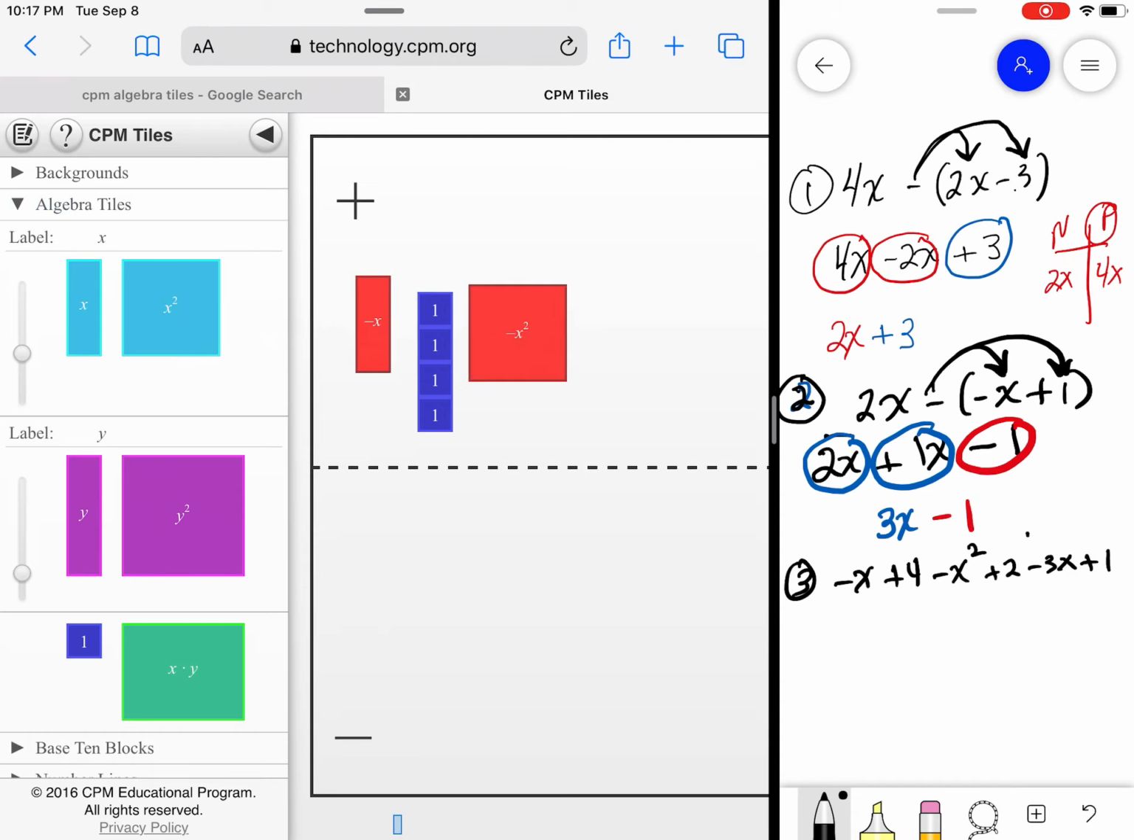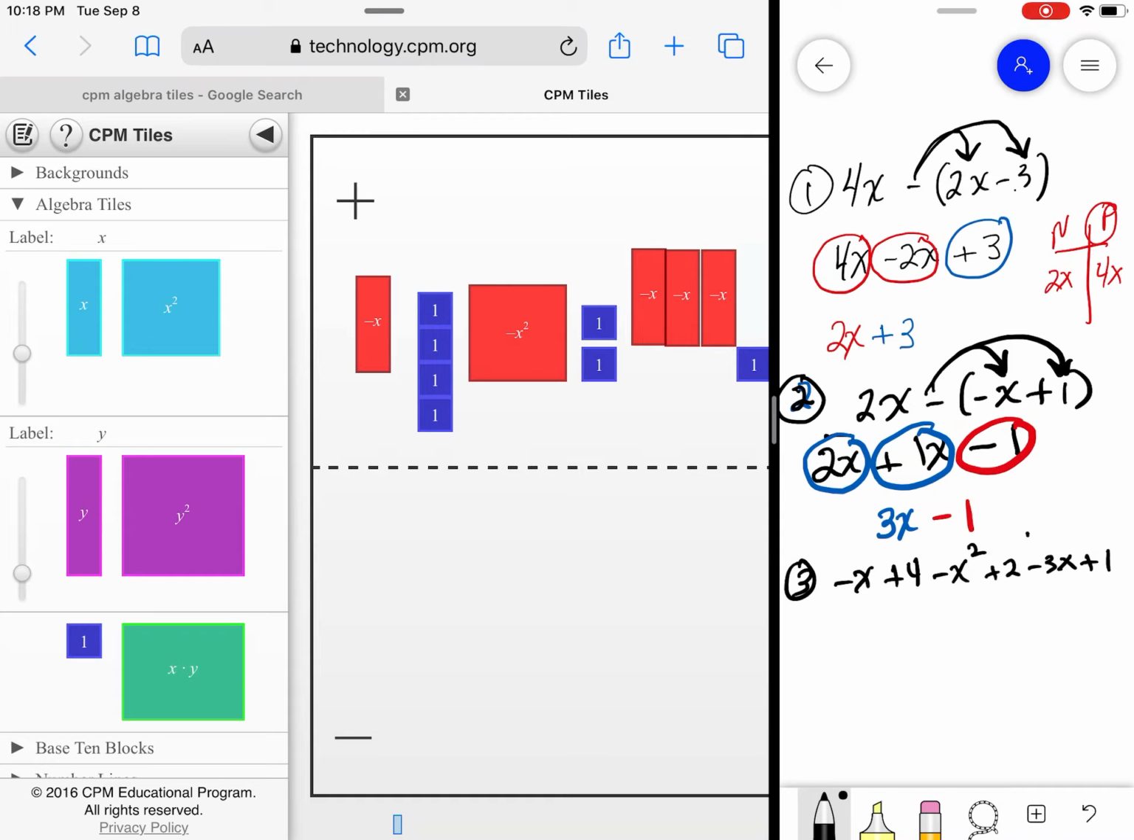Negative x squared plus 2 minus 3x. So 3 negative x's. And the last is plus 1. That right there. All right, let's combine the like terms.